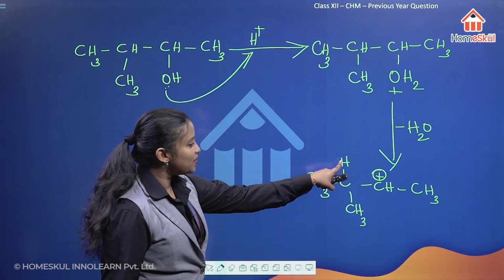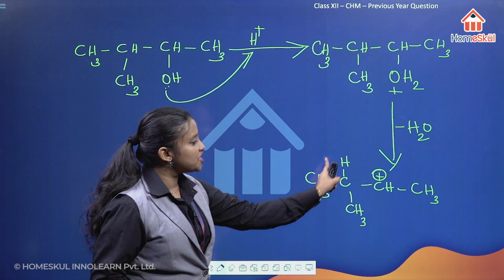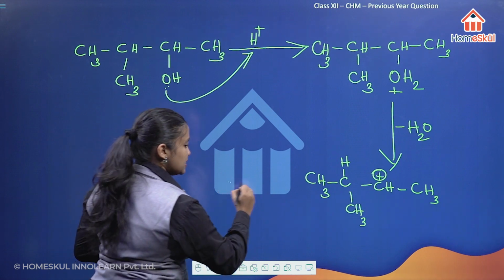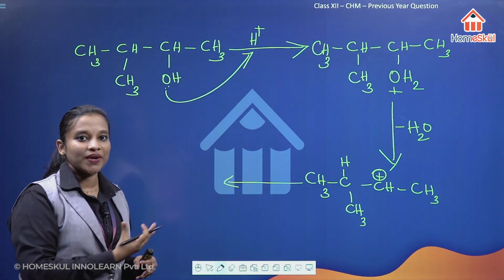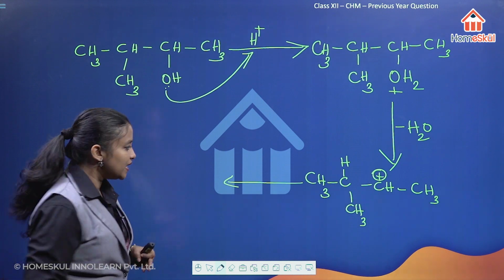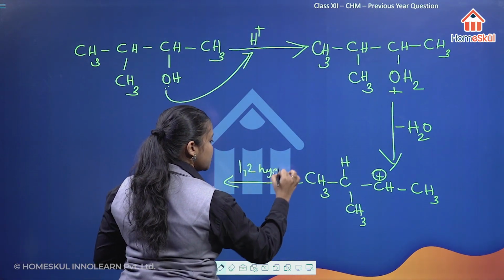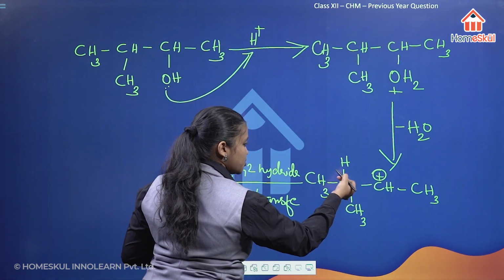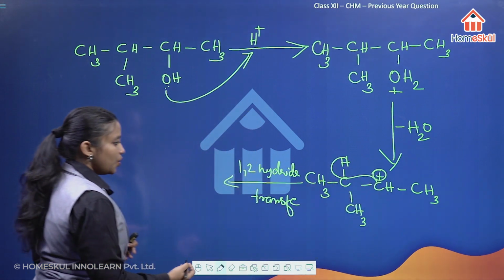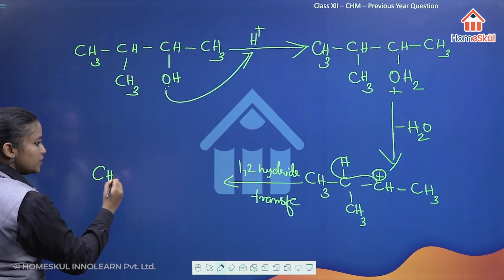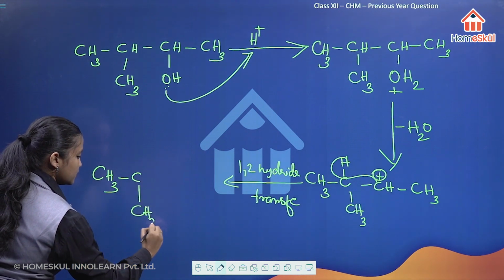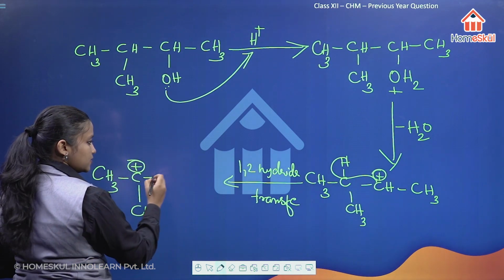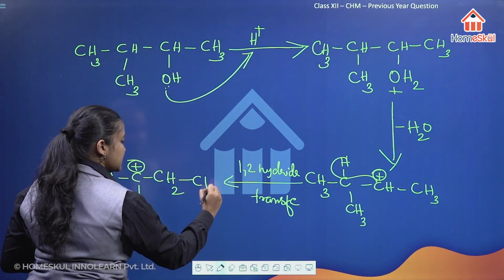Here we can see in this carbon there is a hydrogen atom. Okay, this hydrogen is transferred to this adjacent carbon which has a positive charge. And this step is known as 1,2 hydride transfer. Okay, here we can see hydrogen is transferred. So the product will be another carbocation, CH3CH2C(plus)(CH3)CH3.